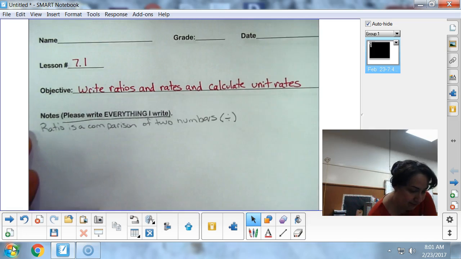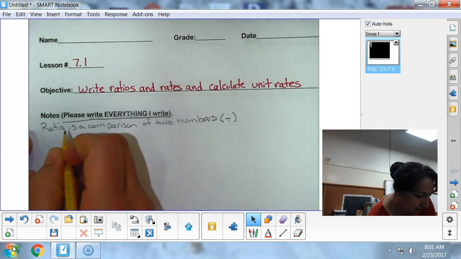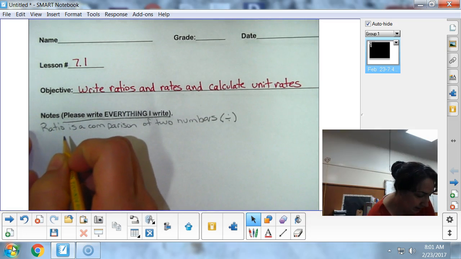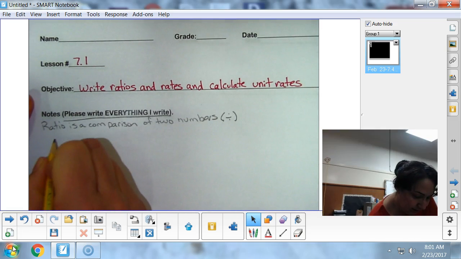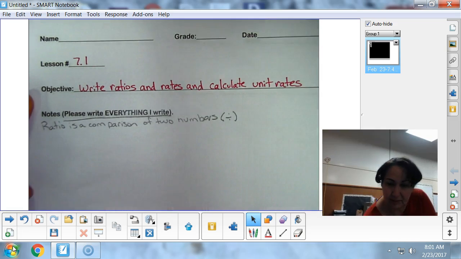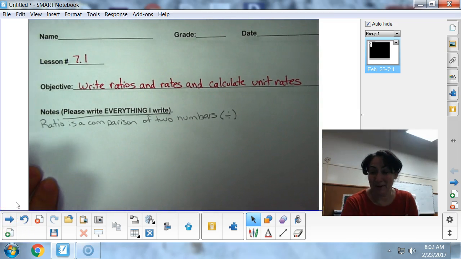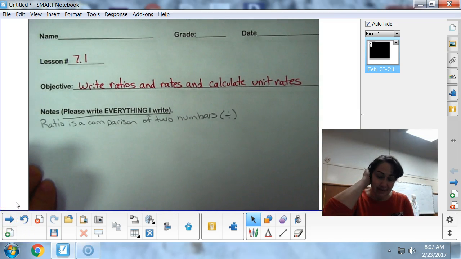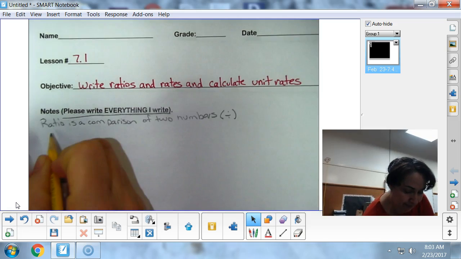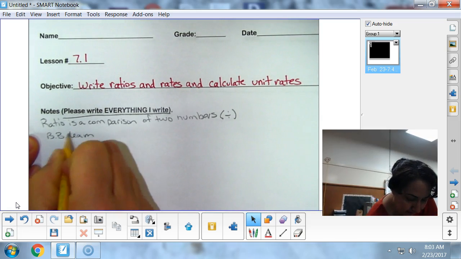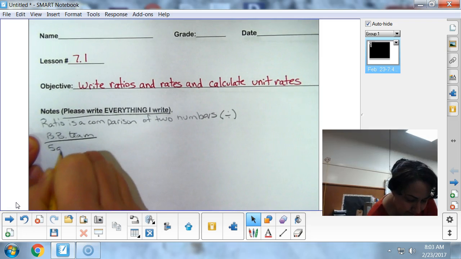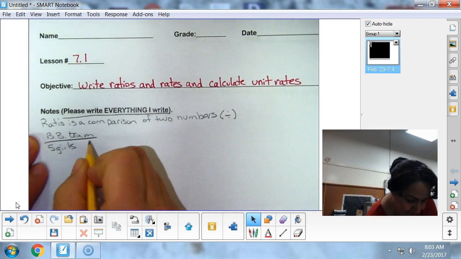Let's do an example, and then I'll show you there's 3 different ways that we can write a ratio. So let's say that, sorry about that, I had to pause that for a second. So I'm just going to make something up here and say that we have a basketball team that has 5 girls and 6 boys.